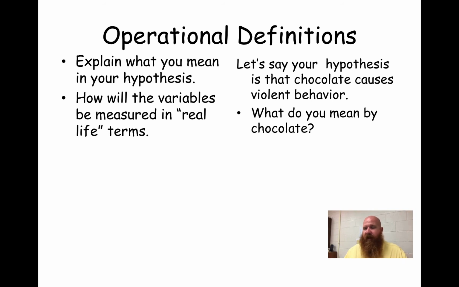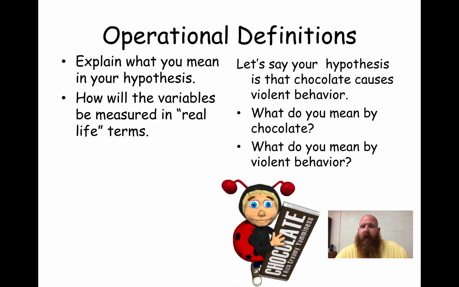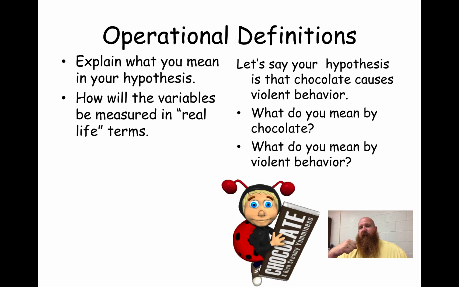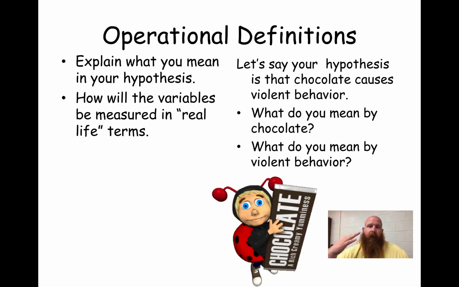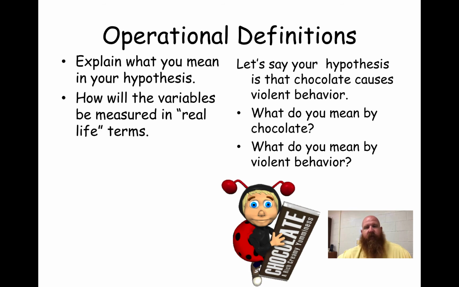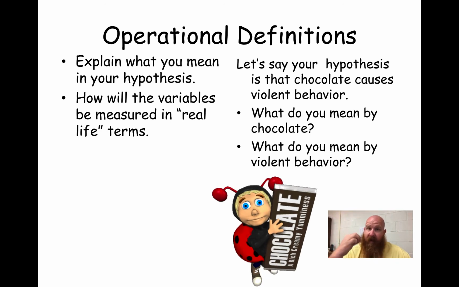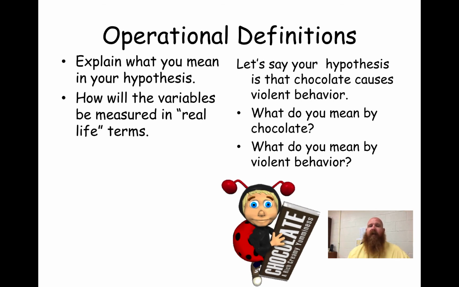And then you also want to know, what does it mean by violent behavior? Is it punching a kid in the nose? Is it smarting off? Is it getting into a fight? Or is it just something a little more passive-aggressive? Okay, so what do you actually mean by chocolate? What do you actually mean by violent behavior? Those are operational definitions, and every experiment needs to lay out exactly what those operational definitions are.